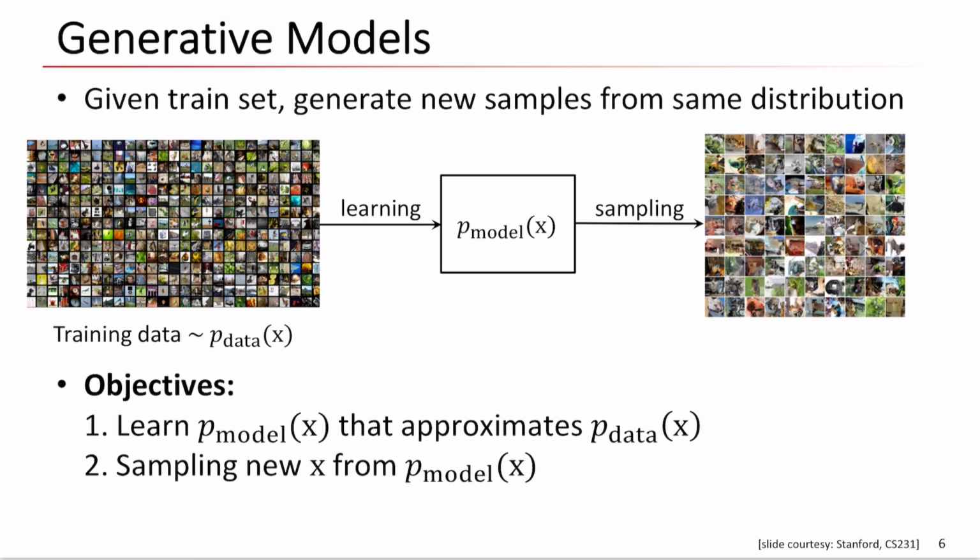So what is the generative model? Given a training set, the goal is to generate new samples from the same distribution. For example, the training data is something like this. It follows this data probability. Actually we don't know this probability, so we want to approximate this data probability as a p model of x, like this.